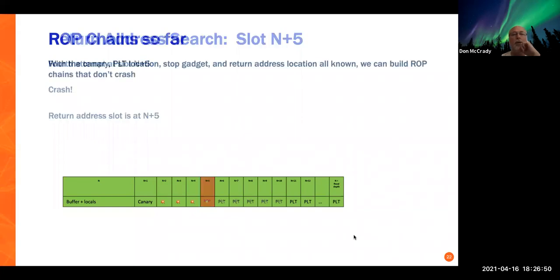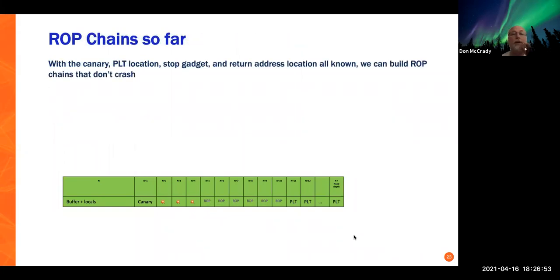So let's review where we are so far, because there's been a lot going on. We are now able to send simple ROP chains that don't crash the server. I'm going to overwrite my buffer and locals. I'm going to set the proper canary value. I don't really care what goes in here. My ROP chain starts at n+5. That's the first return address. And this simple ROP chain is 6 elements big. When we run off the end of our ROP chain, we slide into our PLT slide all the way down to the request loop, no crash.